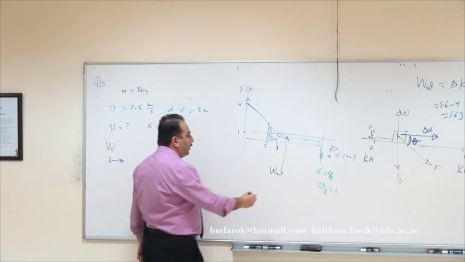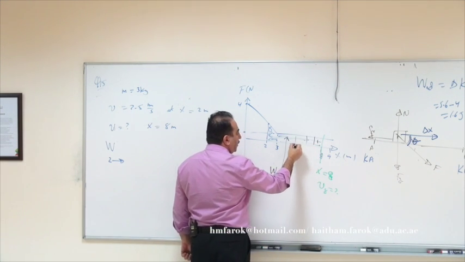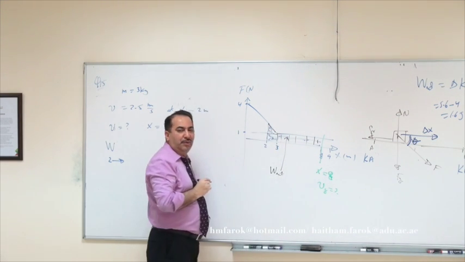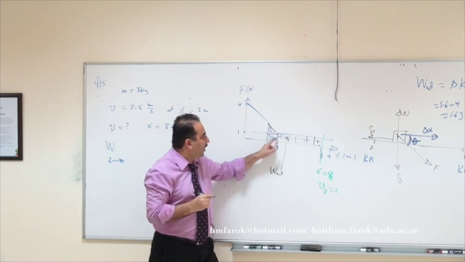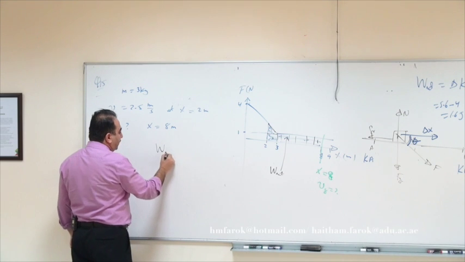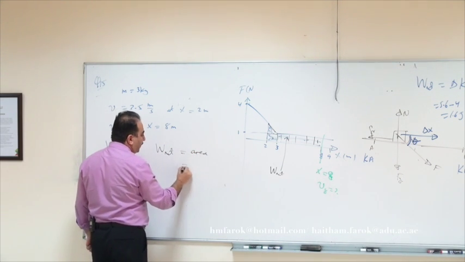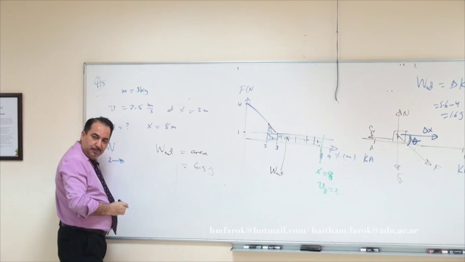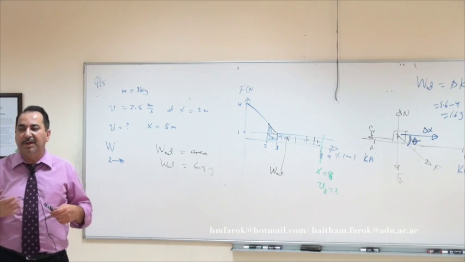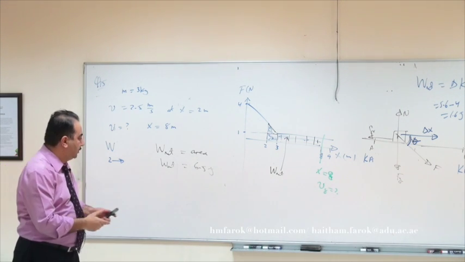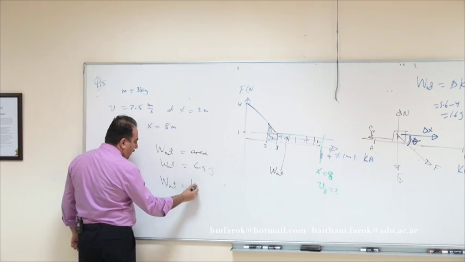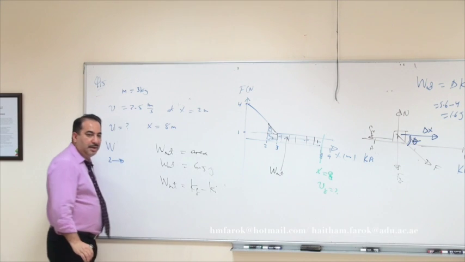Now, can we calculate this area? Easy, yes. From the scale, you find each square is 1 joule. So if you count them, you have 6 here, up to here 6, and this is half. Or if you want to look at it as shapes, a triangle with a long rectangle, 2 shapes, add them. So the area here, W net, equals 6.5 joules. If you know W net, can you answer questions about kinetic energies, velocities? Yes. So W net equals kinetic final minus kinetic initial.